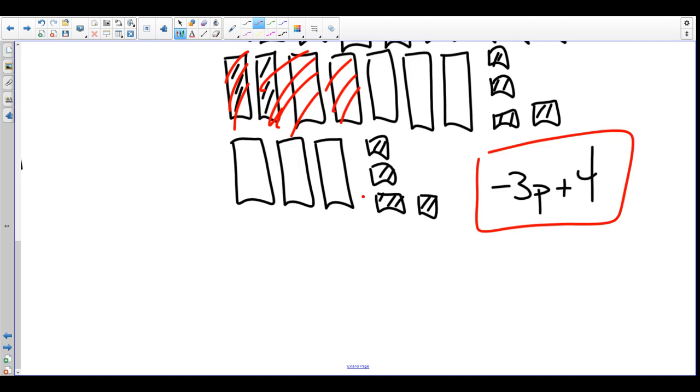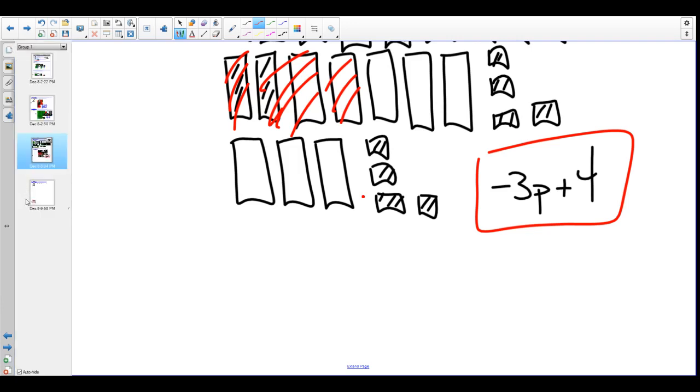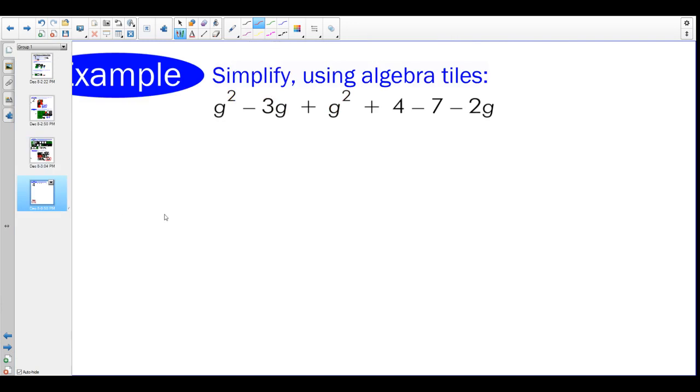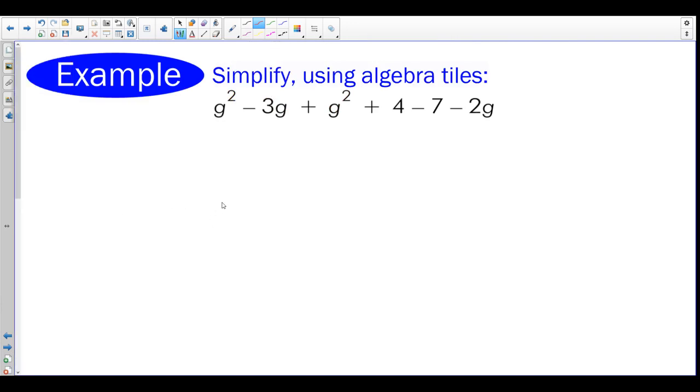Okay? All right. With that, we have one final example. Here we go. Again, it gives it to us in algebra speak. We need to translate it to pictures and then do all the stuff we've done so far today. So we're going to simplify using algebra tiles.